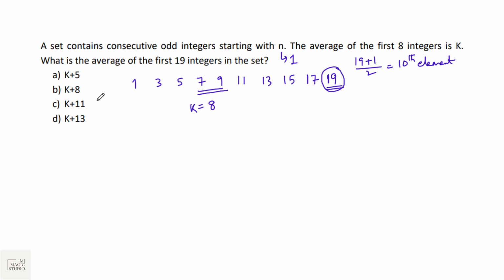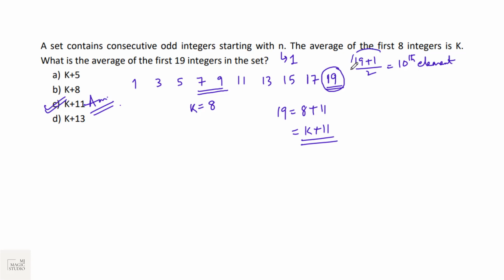But here all the options are given in k. Value of k is 8. So 19 is actually 8 plus 11. That is k plus 11. Option C is the pick.